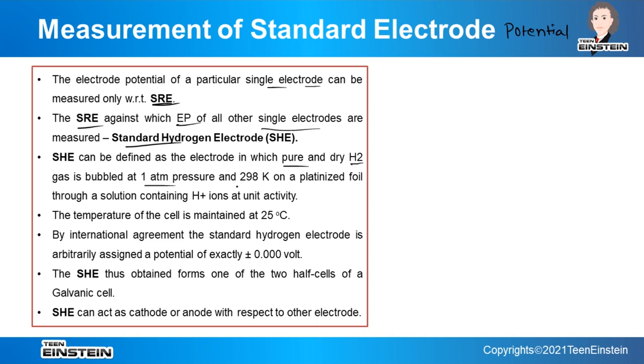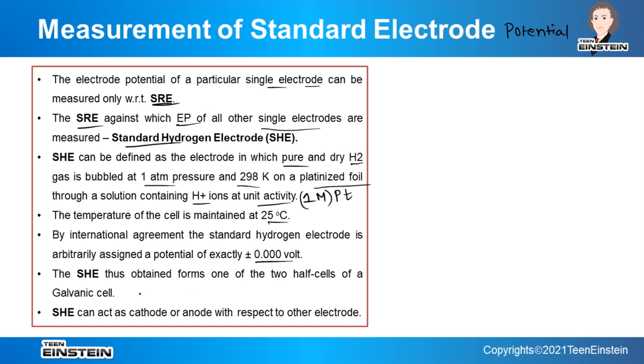Temperature is 25 degrees centigrade, that is 298 Kelvin, on a platinized foil, because the inert electrode is platinum, through a solution which is containing H plus ion. So we have to use any acid at unit activity, that means you can also consider concentration, it will be 1 molar. Temperature is maintained at 25 degrees centigrade. Now by international agreement, for the standard hydrogen electrode, the arbitrarily chosen value of potential is 0.